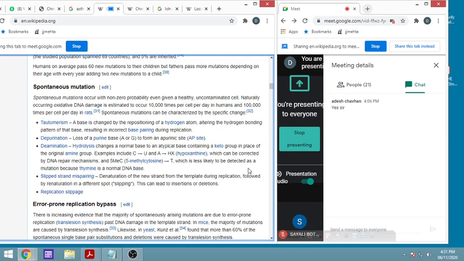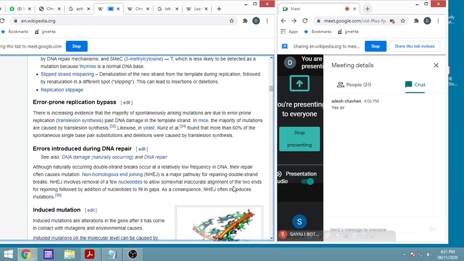Then next one is slip strand mispairing, the denaturation of the new strand from the template during replication, which is followed by renaturation in a different spot, and this can lead to insertions or deletions. So these are various spontaneous mutations.